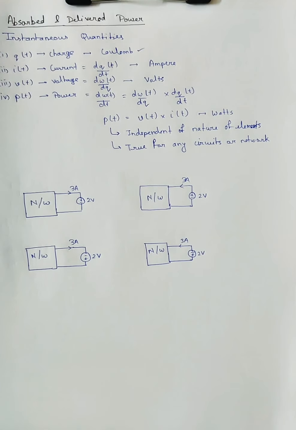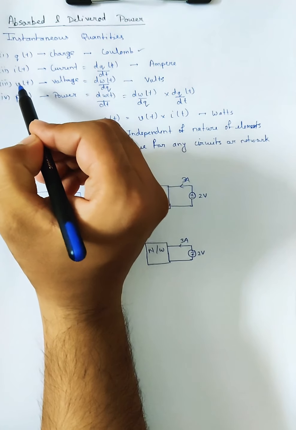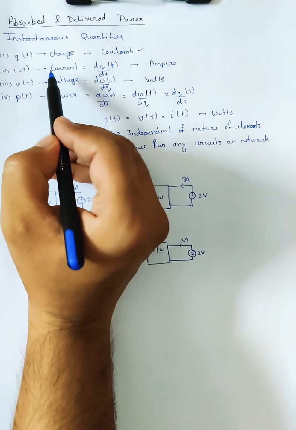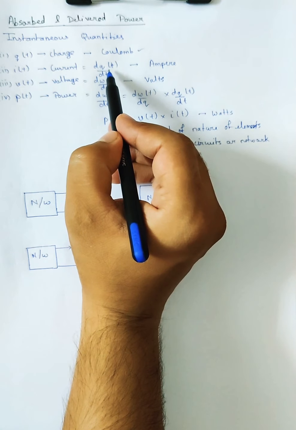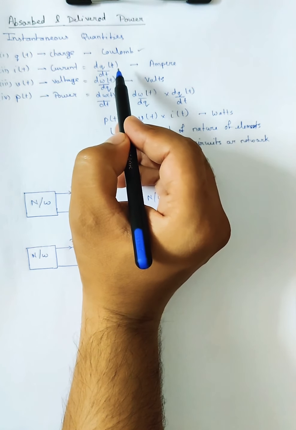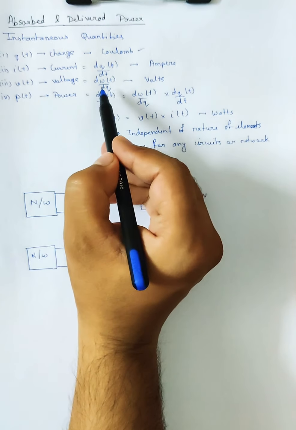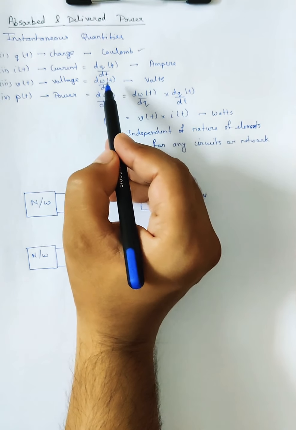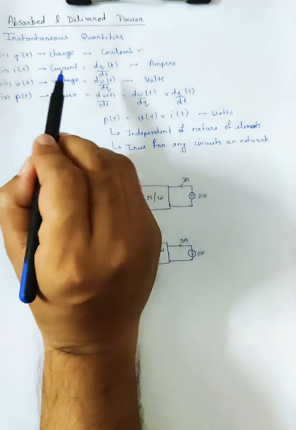Now we will have a discussion on absorbed and delivered power. First, I will tell you about the instantaneous quantities like q(t), i(t), v(t) and p(t). q(t) is charge, its SI unit is coulomb. i(t) is current, that can be written as dq(t) by dt, that is the amount of charge moved in a unit time, and its SI unit is ampere. Next is v(t), that is voltage, which is equal to dW(t) by dq, amount of work done in moving a unit positive charge, and its SI unit is volts.